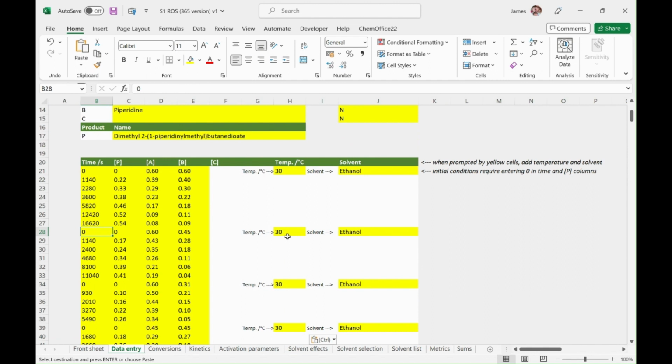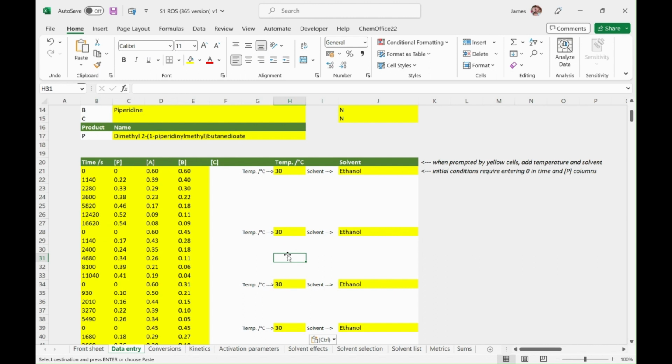In the case of this version of the spreadsheet, this works with Microsoft 365. You can add repeat reactions. You don't have to measure the concentration of the reactants. That can be derived from the amount of product at any one time. If you have a catalyst, the same applies. If you don't measure the concentration of the catalyst as you go, the initial concentration will be used throughout.